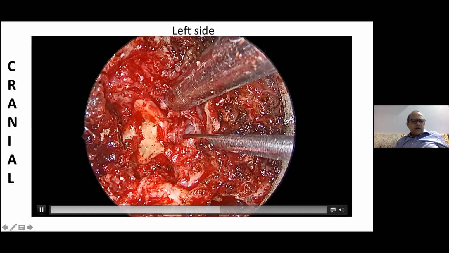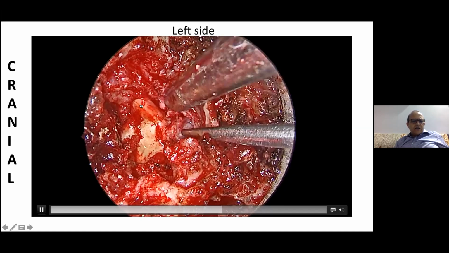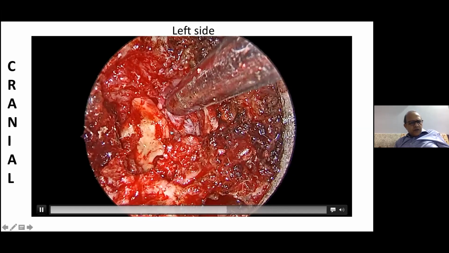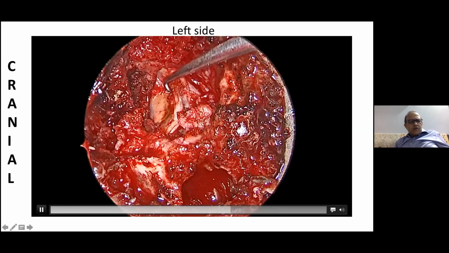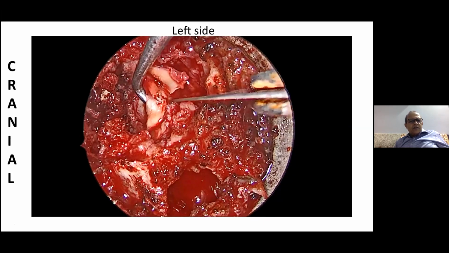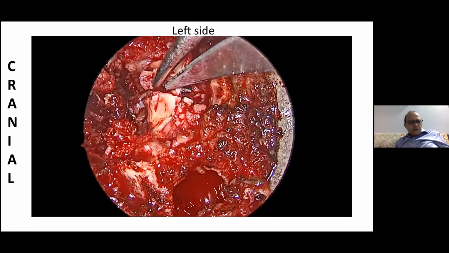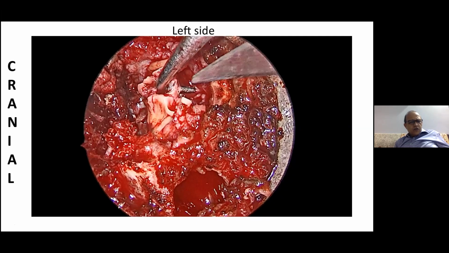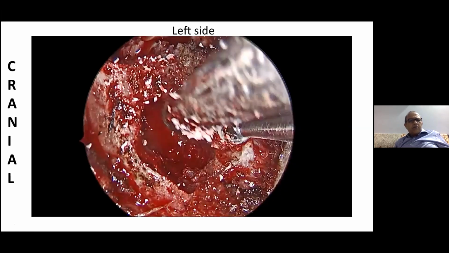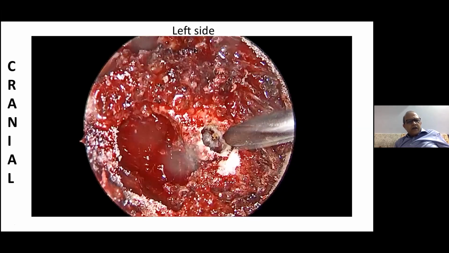Now you find that this is the transverse ligament, which can be removed. If you don't feel good pulsation, then you can dissect this cruciate ligament away from the dura and then cut it.